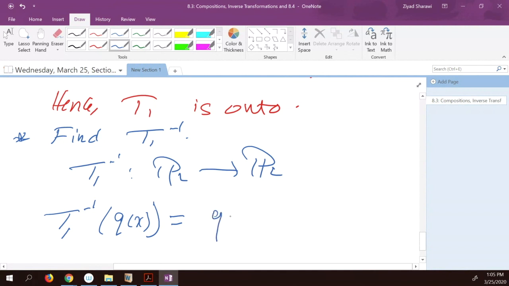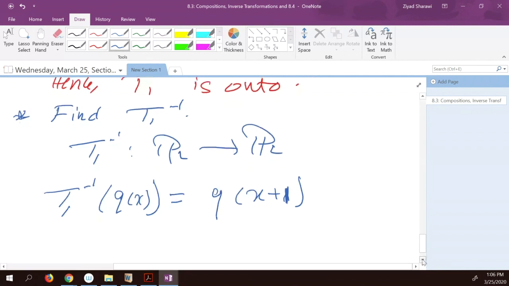Yes, Qx plus 1. It is going to be the opposite of T1. In T1, you subtract, you shift 1 unit to minus 1. So you shift 1 unit to the right. So here you shift 1 unit to the left.